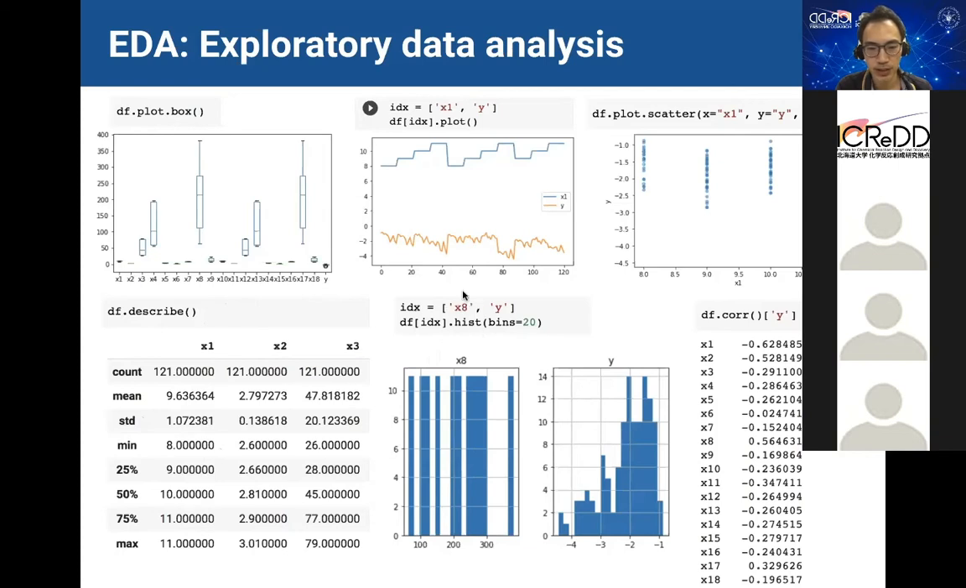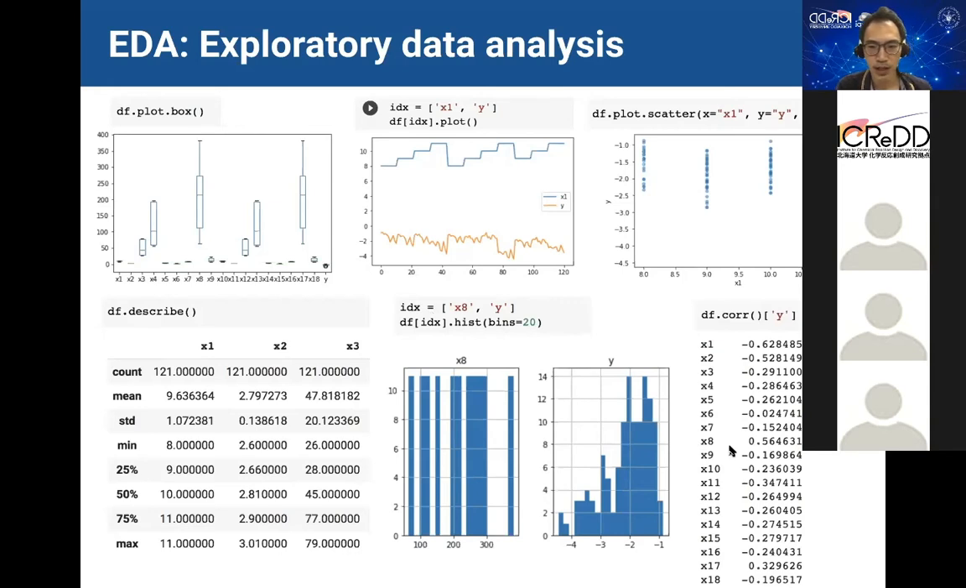In this case, we just focus on a subset consisting of two columns, corresponding to x8 and y. But you can also take three or four columns, or the entire set of columns, to get the histograms. Or you can see the correlation between the variables. For example, in this case we just see the correlation of each variable to the target value y. So you see some negative and some positive correlation.